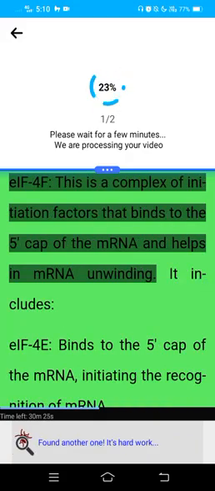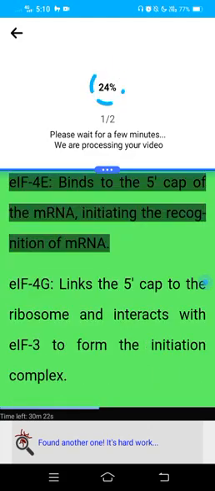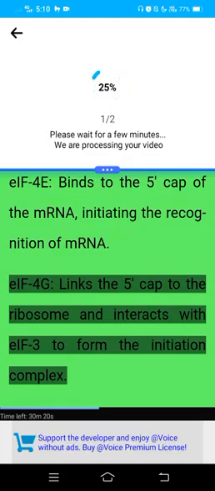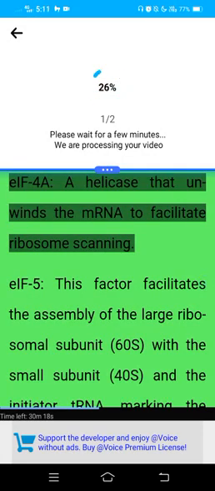eIF4F: this is a complex of initiation factors that binds to the 5' cap of the mRNA and helps in mRNA unwinding. It includes eIF4E, which binds to the 5' cap of the mRNA, initiating the recognition of mRNA. eIF4G links the 5' cap to the ribosome and interacts with eIF3 to form the initiation complex. eIF4A is a helicase that unwinds the mRNA to facilitate ribosome scanning.